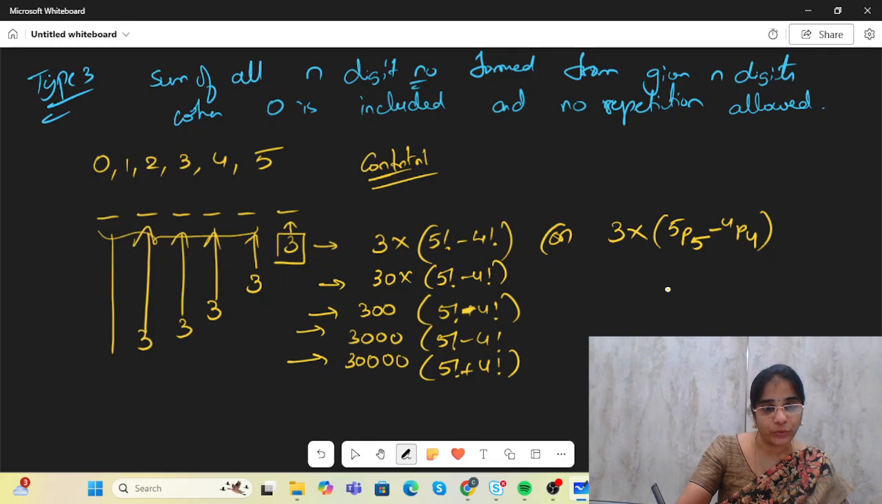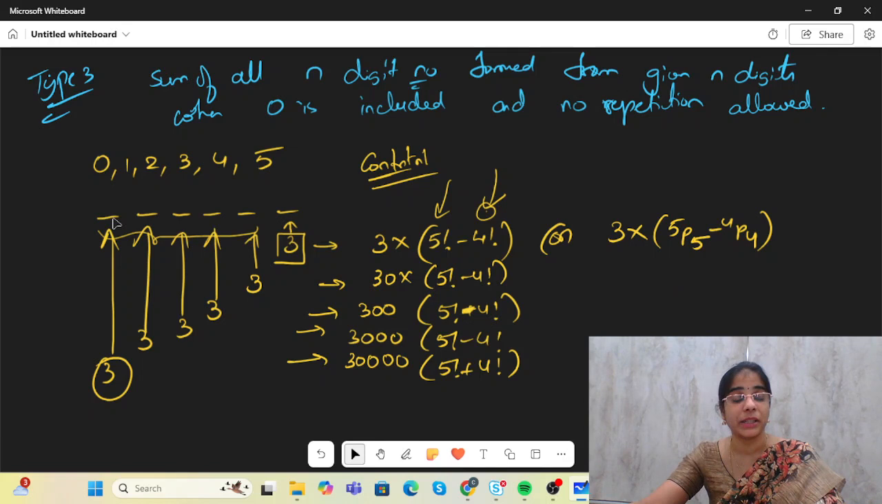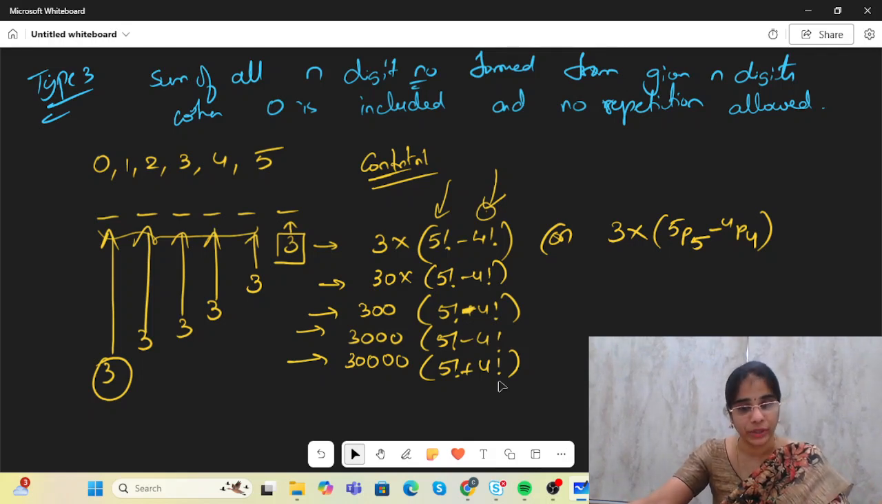Now talk about when we have a 3 in the first place, right? That is my 1 lakhs place. Now tell me, how many values will I get? See, why did I take 5 factorial minus 4 factorial? Because my beginning place cannot be 0. Hence, I have to remove a few cases. That is what all these cases I have removed, right?